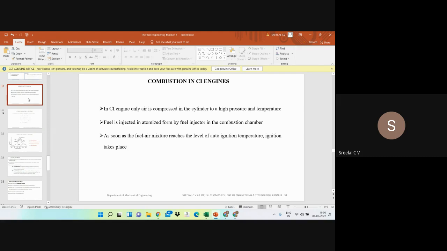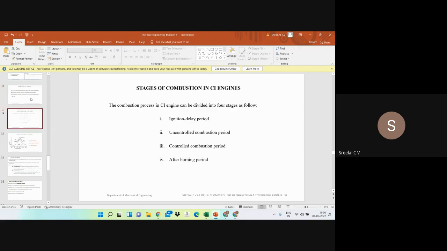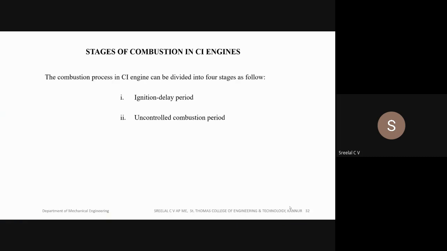So these were the four stages of combustion: ignition delay period, uncontrolled combustion period, controlled combustion period, and after burning period. In the ignition delay period, we were dividing it into two types, physical and chemical. Here the atomization, vaporization and mixing of the fuel and the air take place.